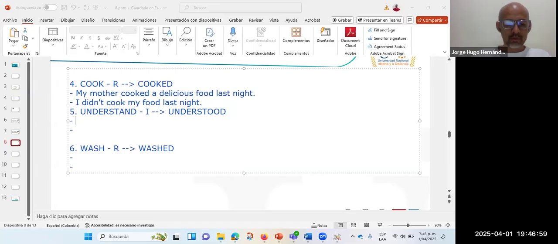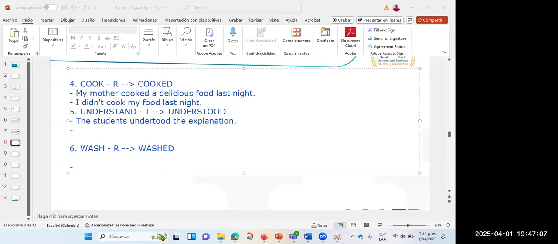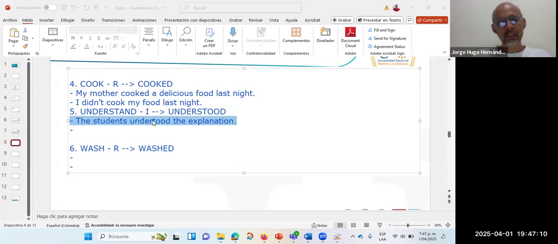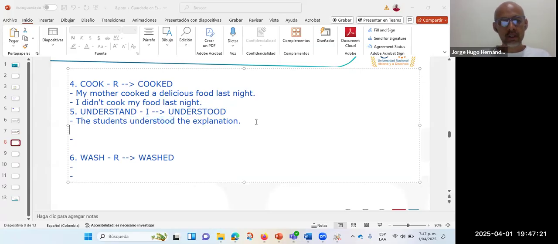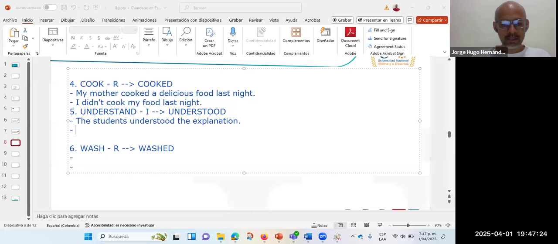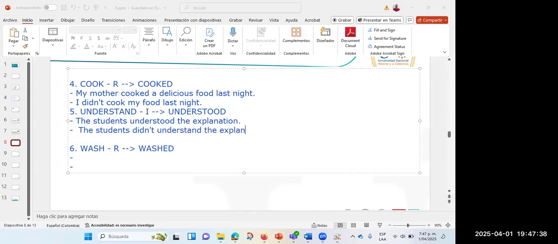Another one. The students understood the explanation. Look at this sentence. The students understood the explanation. The sentence is in past. It's an affirmative sentence, so we use the verb in past, understood. But if you're going to change this same sentence into negative form, we have to use the students didn't, and the verb understand. The explanation.